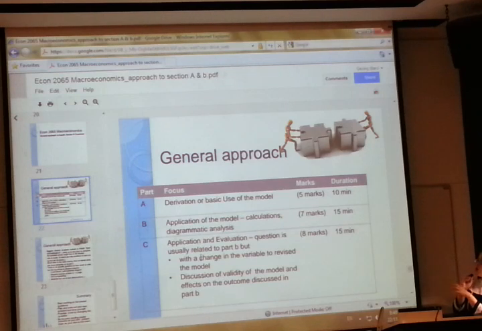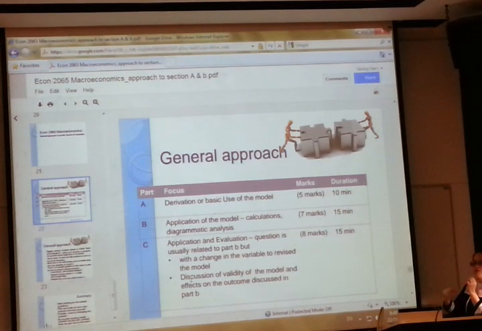So it doesn't go away from the parameter. It's usually related to part B. But they want to test you on what you have learned in class. Then of course, compare, or even discuss the validity of the model, and compare the outcome. So do expect part C of section B questions to be new, and it can be really frightening, right?